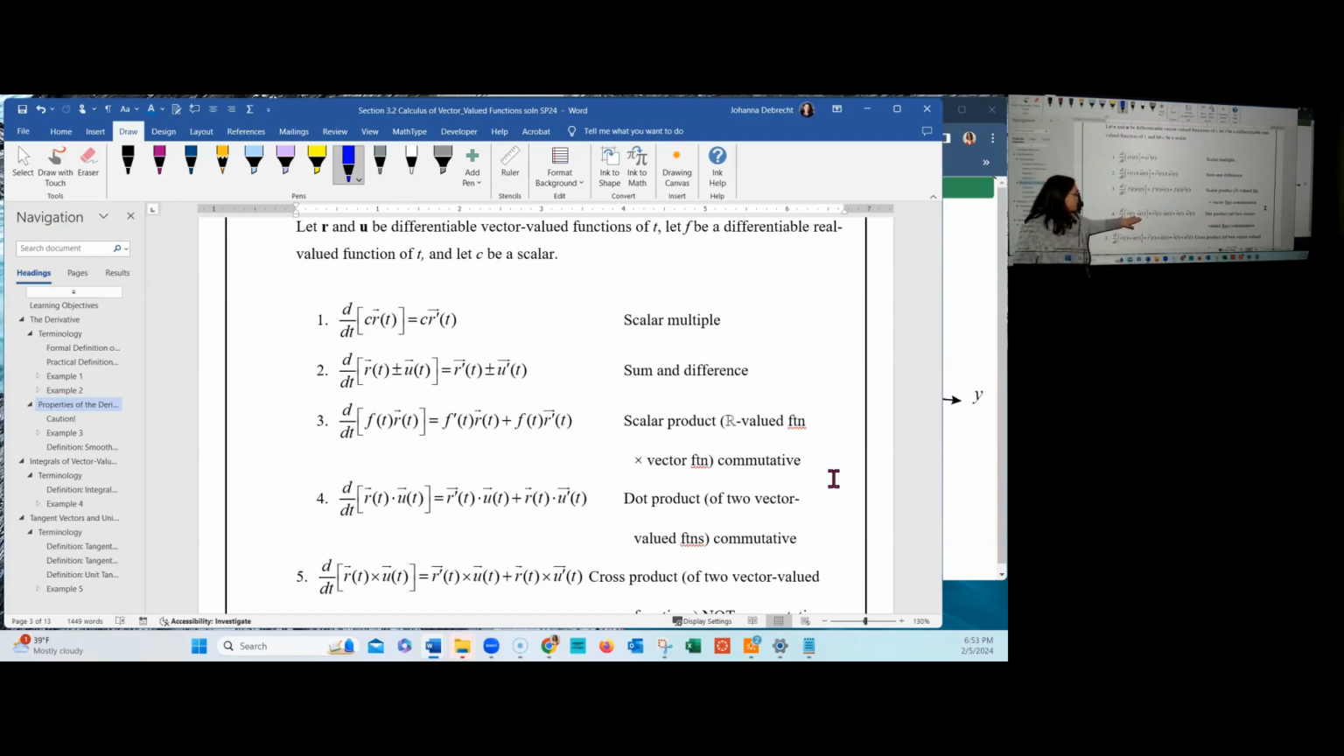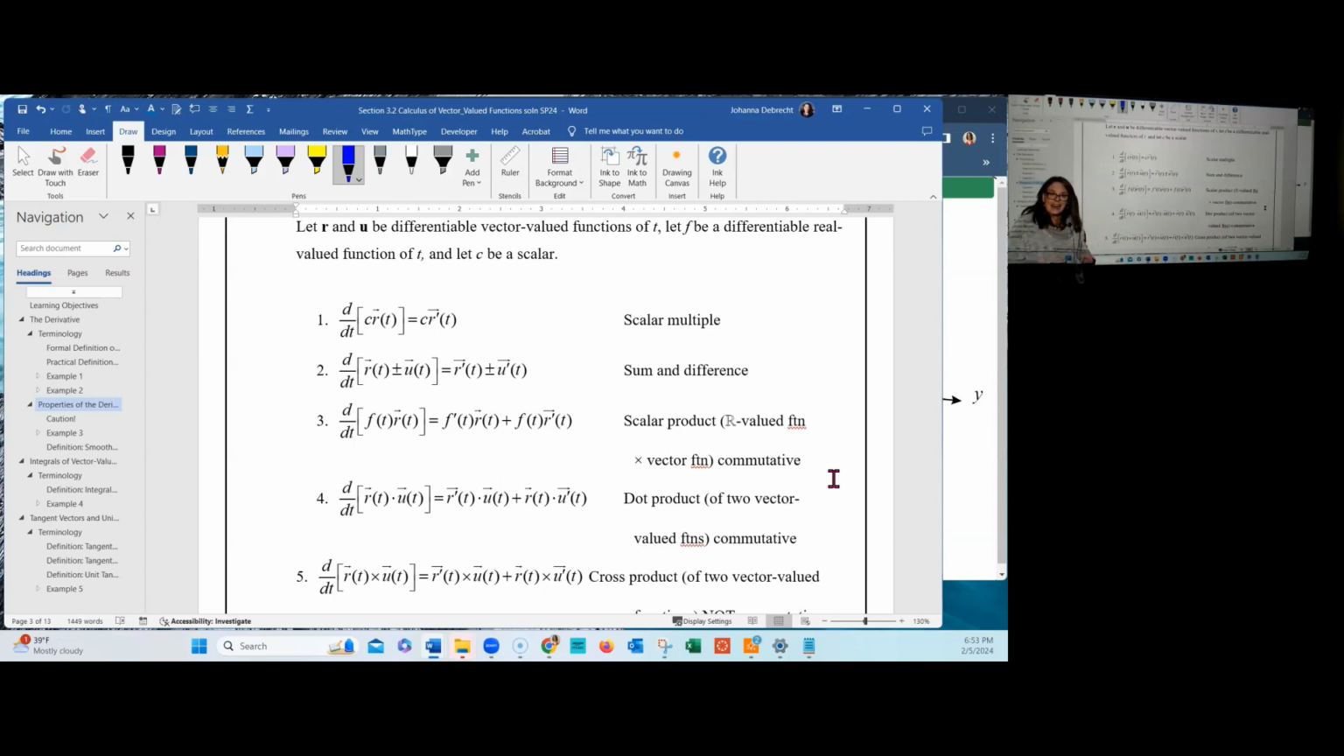The dot product is, again, very similar, just pretty much the same as what we would have done in calculus 1. It's the derivative of the first factor multiplied by the second, plus the derivative of the second factor multiplied by the first. Again, the dot product is commutative, so I could reverse the order of this and write u prime of t times r of t. It would be exactly the same thing.